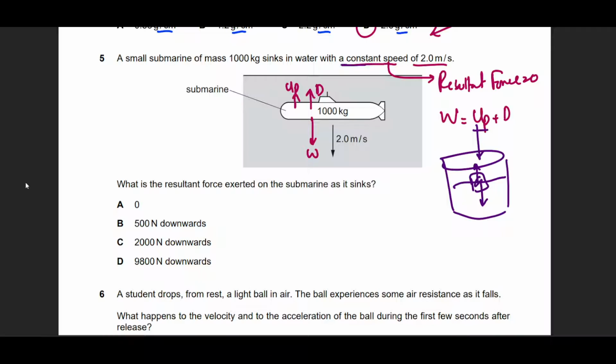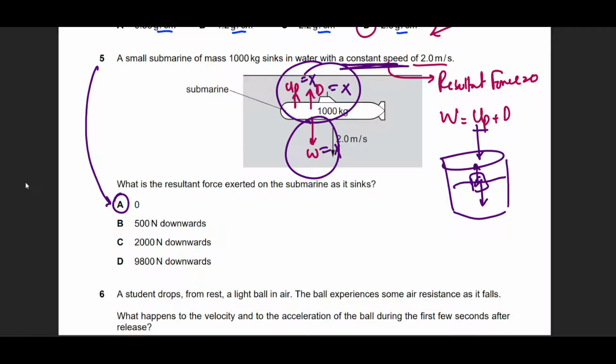So always pay attention to this word, constant speed. It means that all the forces are balanced. Forces are not zero. This is not zero, this is not zero. Their resultant, their combined effect, is zero. What is the resultant force? I've already discussed this question so much. The question is straightforward. The answer is going to be, or would have been, option A, and I would not have wasted time if I was solving this question. If I read constant speed, resultant force is zero.